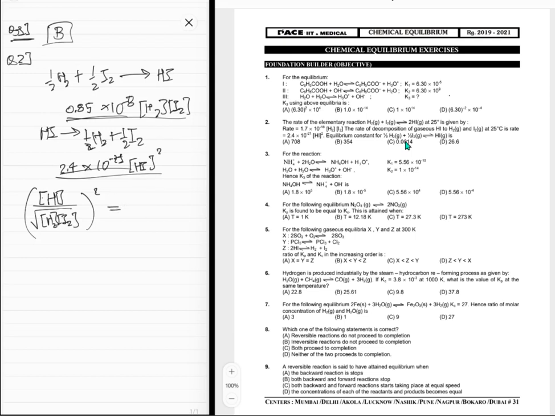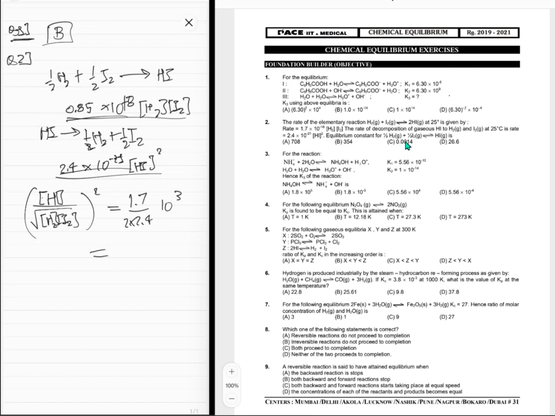This thing, 0.85, was initially 1.7 upon 2, right? So 1.7 upon 2 into 2.4, and then 10 power negative 18. So another one has 10 power negative 21. So 10 power negative 18 upon 10 power negative 21. That's 10 power 3.